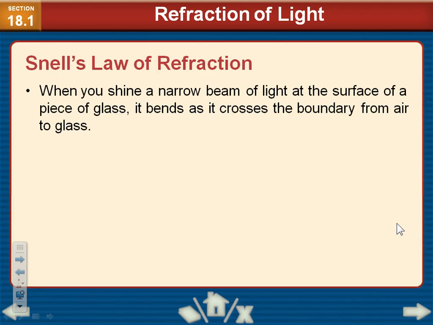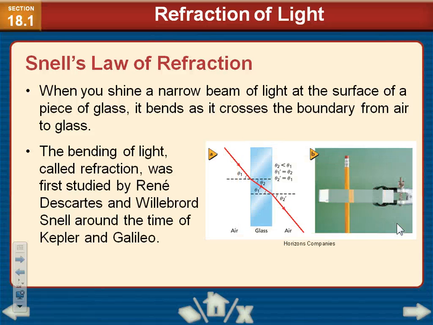So when you shine a narrow beam of light at the surface of a piece of glass, again, it changes its direction as it crosses through the boundary. If it actually goes all the way through the glass, when it goes back from the glass to outside, it changes the angle back, but it's offset. That's why we get this effect of the bent or the dislocated pencil. Some guys that studied this: Descartes, Snell, who got the law named after him, as well as Kepler and Galileo.